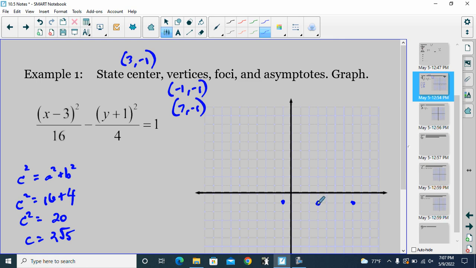So I'm going to start at the center, and I need to go left and right 2 root 5 to get the foci. So my foci are at 3, going left and right 2 root 5, and the y value of that point would still be negative 1. Our foci should be located at 3 plus 2 root 5, negative 1, and 3 minus 2 root 5, negative 1.